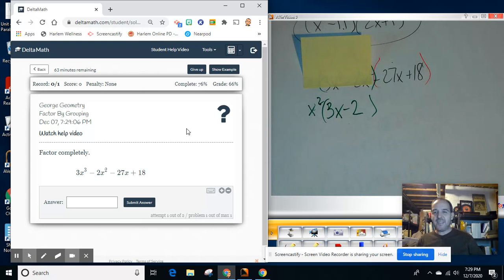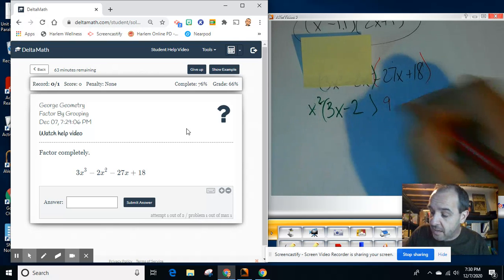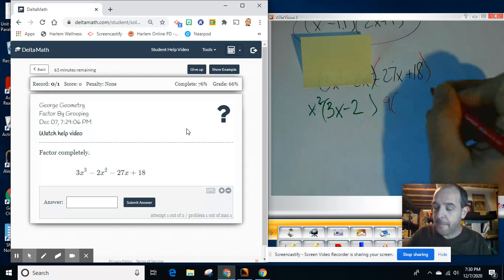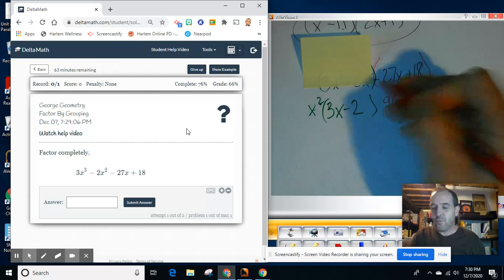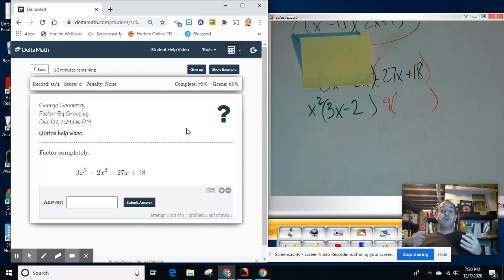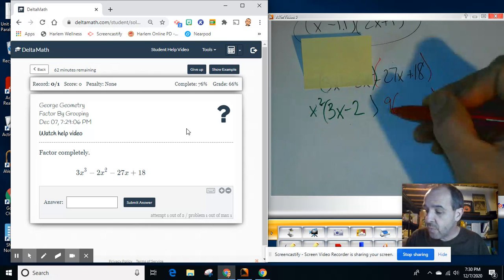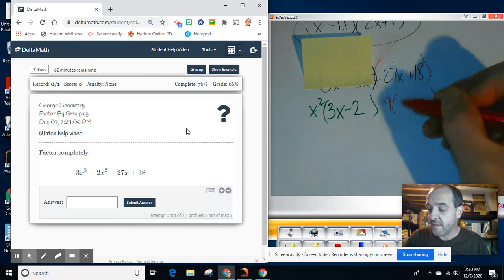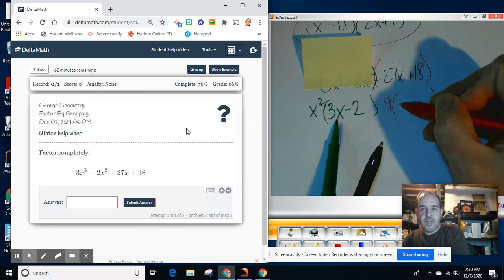Anything that goes into 18 and 27. Now, again, you want it to be the biggest number. Because you might look at this and go, hey, 3. But then you try 3 and your parentheses don't work. Let's try bigger. What's bigger that goes into 18 and 27? 9. But here's the key. You're like, well, one's minus and one's plus. What sign do I use? Let the problem guide you. 9 times what would get me to negative 27? Negative 3. Uh-oh, that's not going to work.